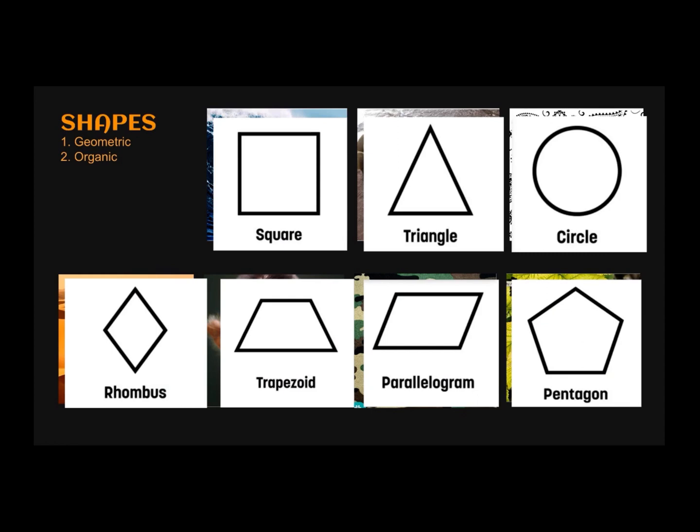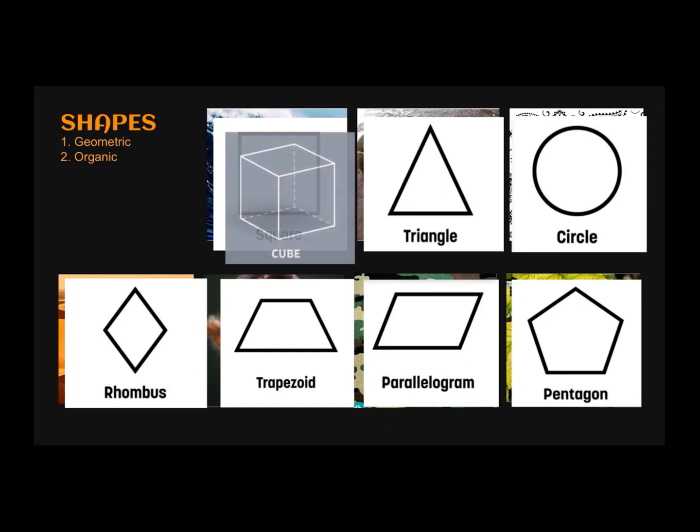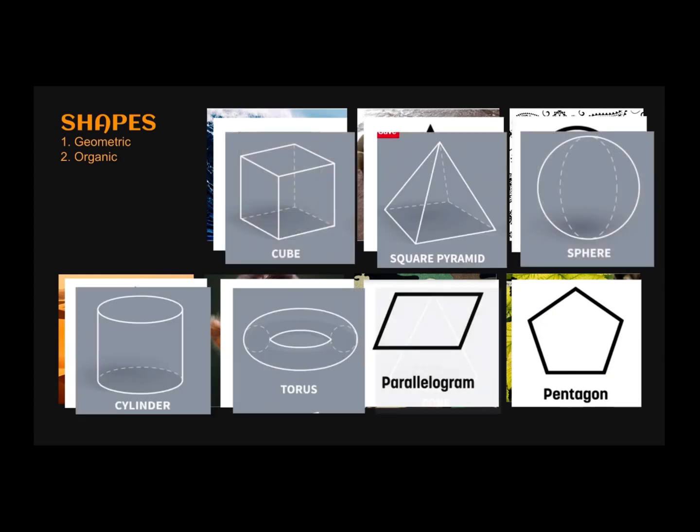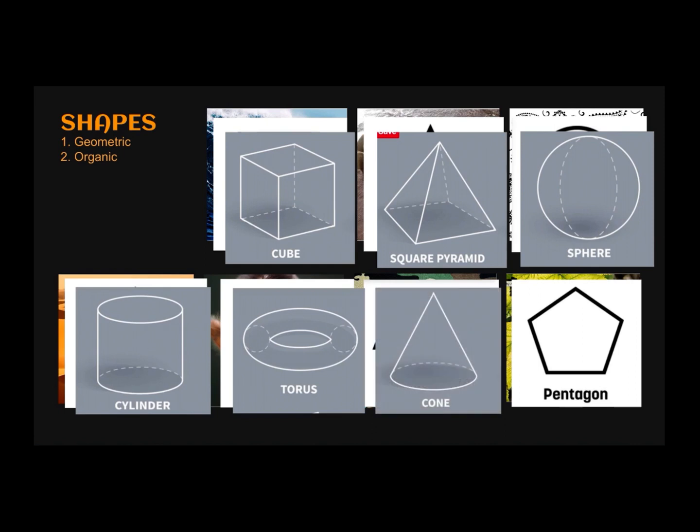There are many other interesting forms not pictured here, but here are some of those three dimensional forms: cubes, pyramids, spheres, and cylinders are just a few.